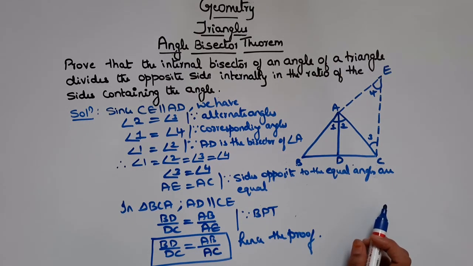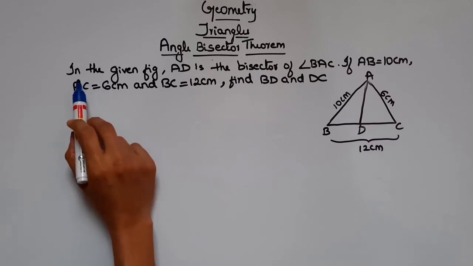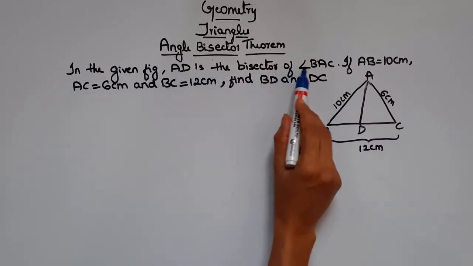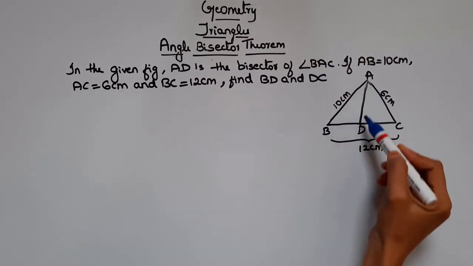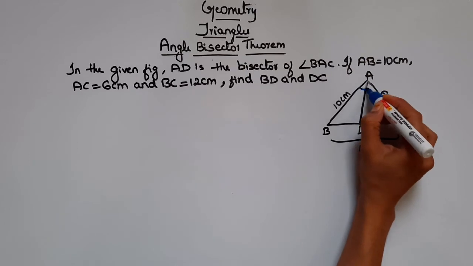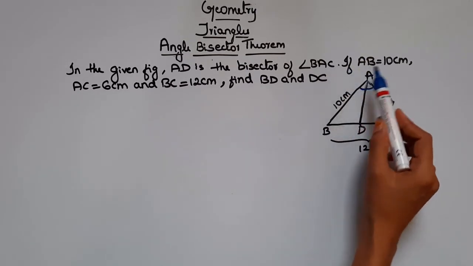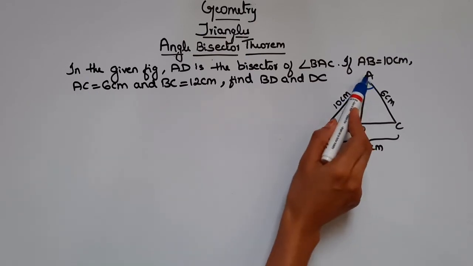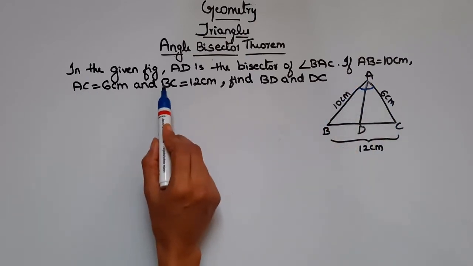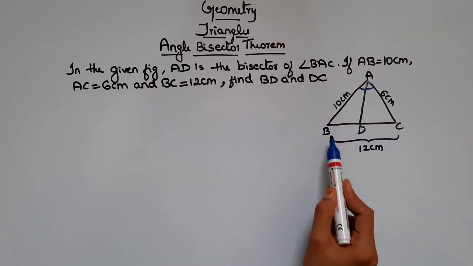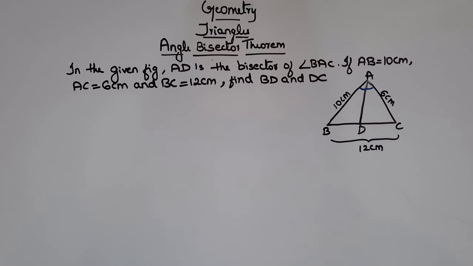Now let's see one simple example how to apply this in the problem. Alright. So now let's see this problem. In the given figure, AD is the bisector of angle BAC. Therefore these two angles are equal, right? If AB is 10 centimeter, AC is 6 centimeter, and BC is 12 centimeter. We have to find BD and DC, right?